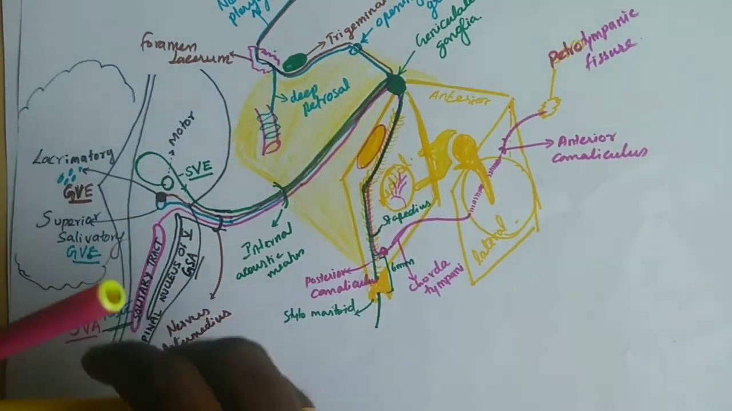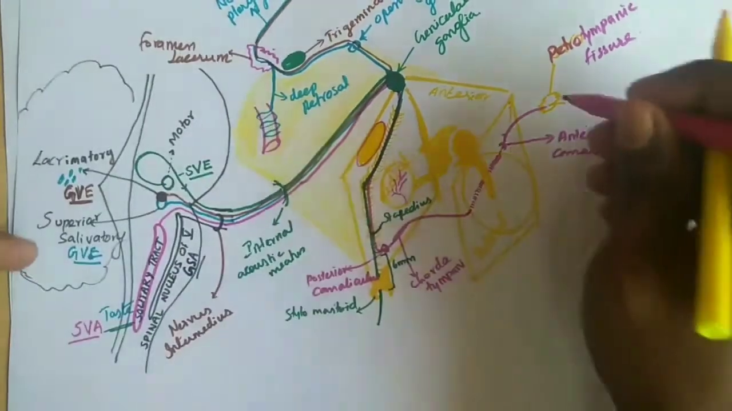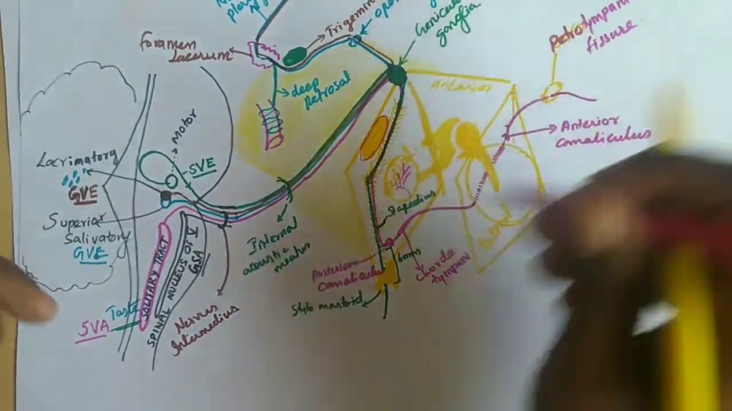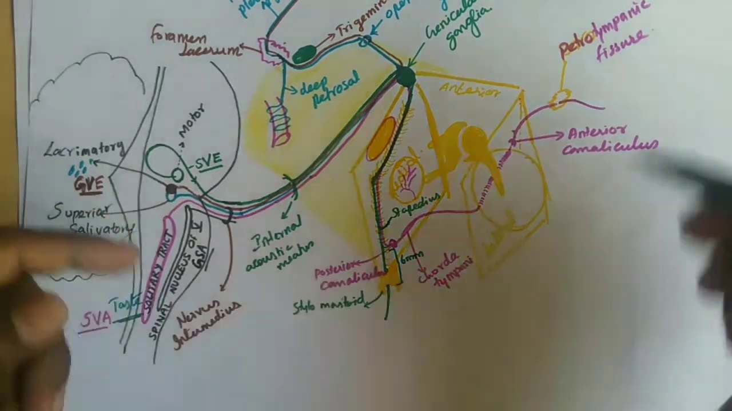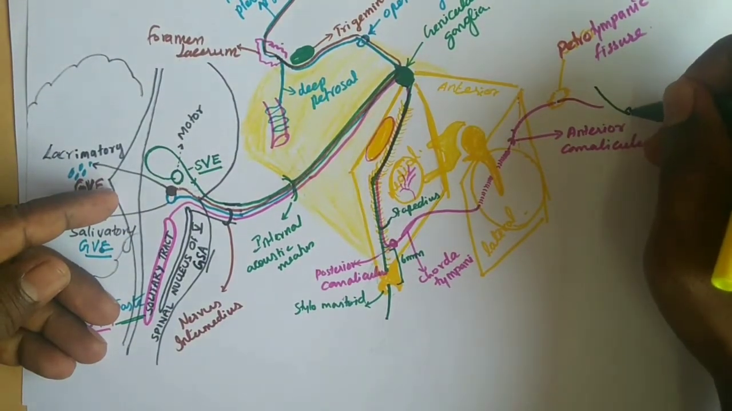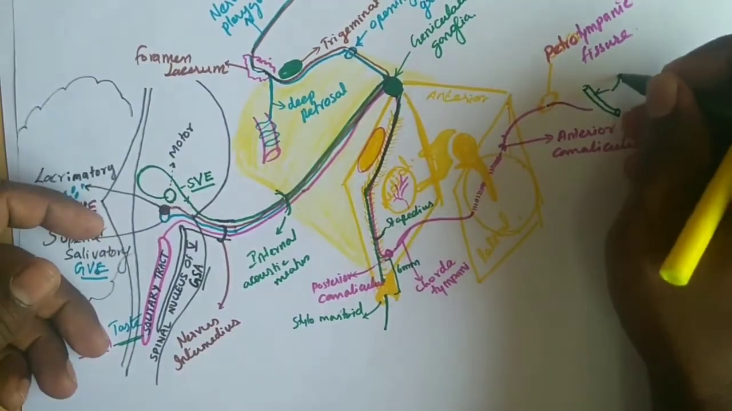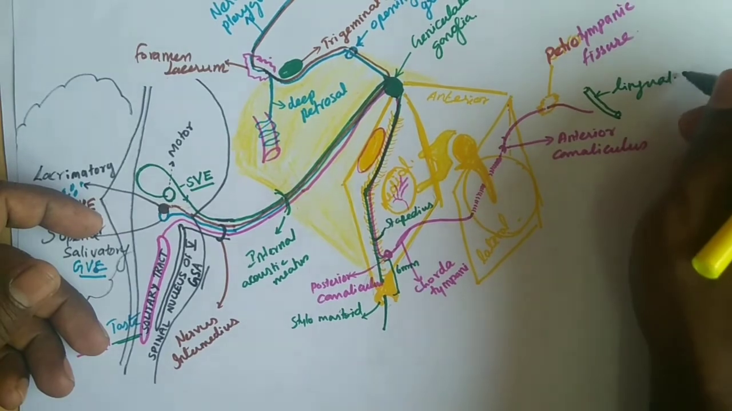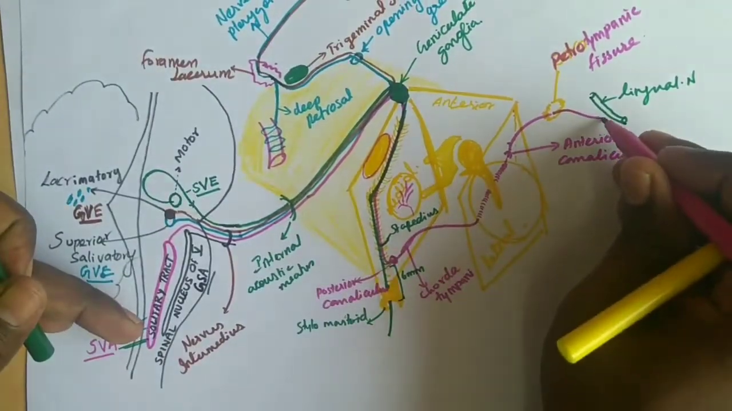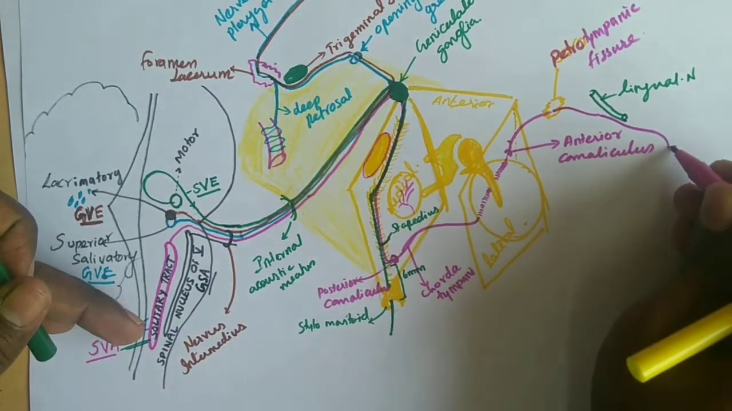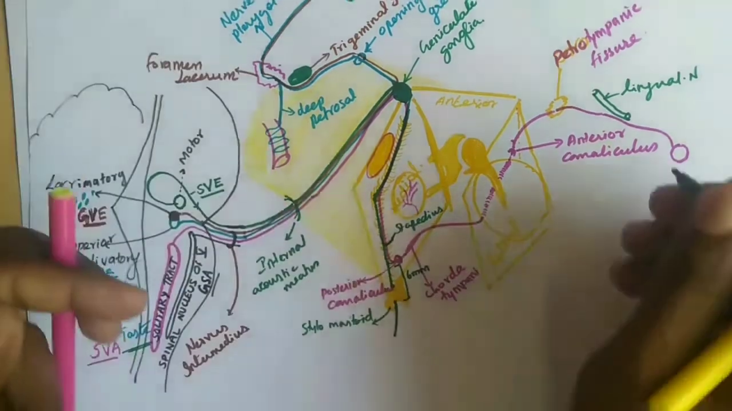Then this chorda tympani, after traveling a short distance, will join with the lingual nerve. So this is the lingual nerve. Okay, it will travel via the lingual nerve to relay in the submandibular ganglia.